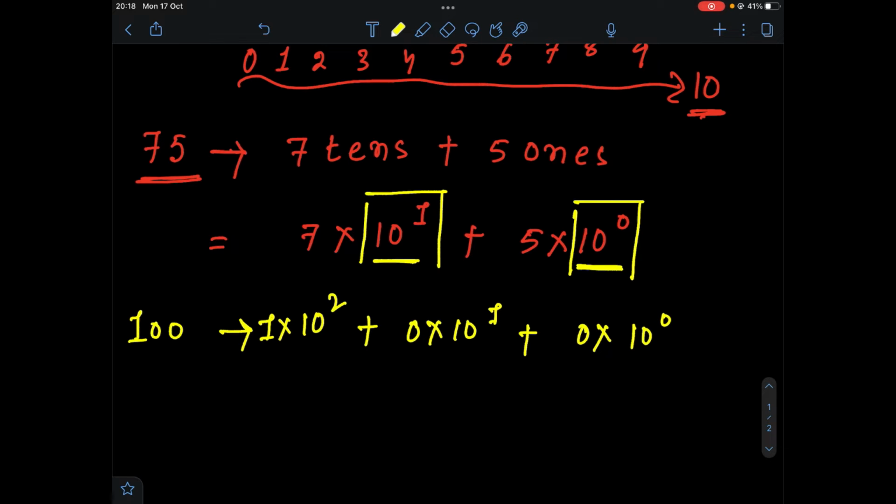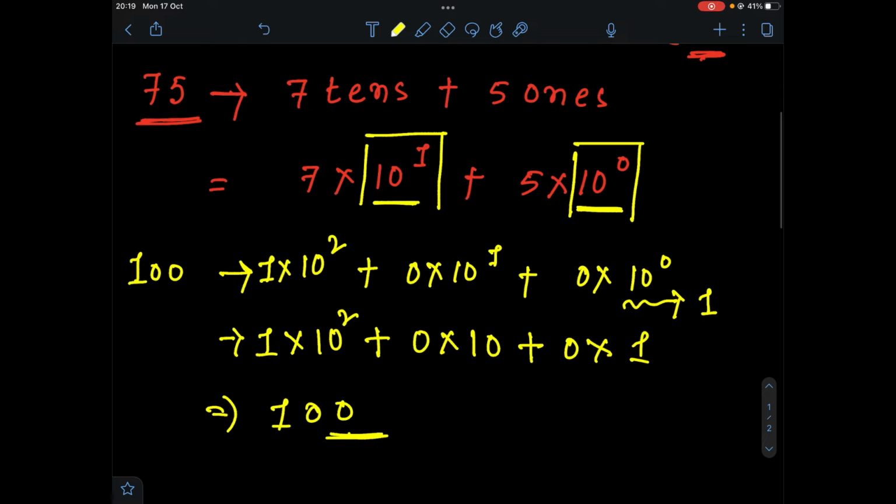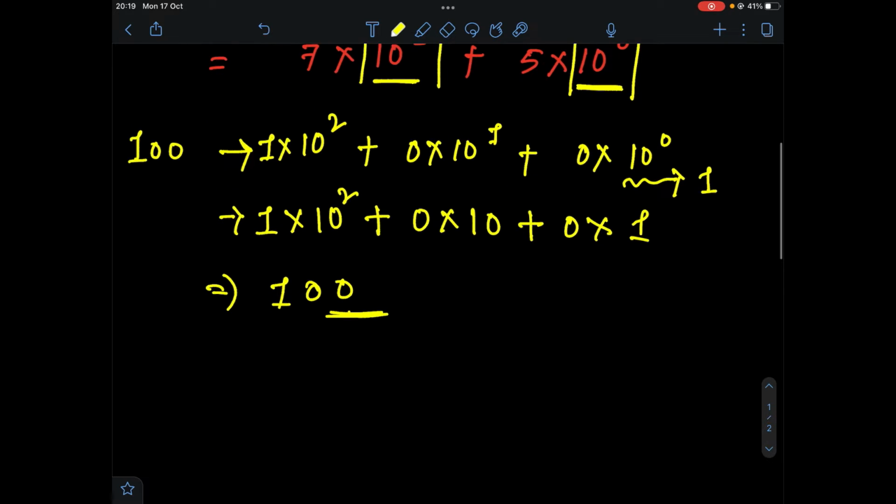Actually, 10 to the power 0, that means anything to the power 0 is equal to 1 only. So here we have 1 into 10 square plus 0 into 10 plus 0 into 1, which is equivalent to 100 only. So this is the way we represent a decimal number.